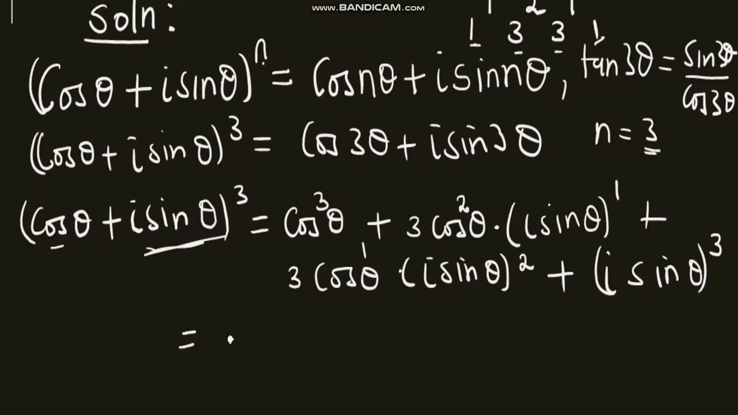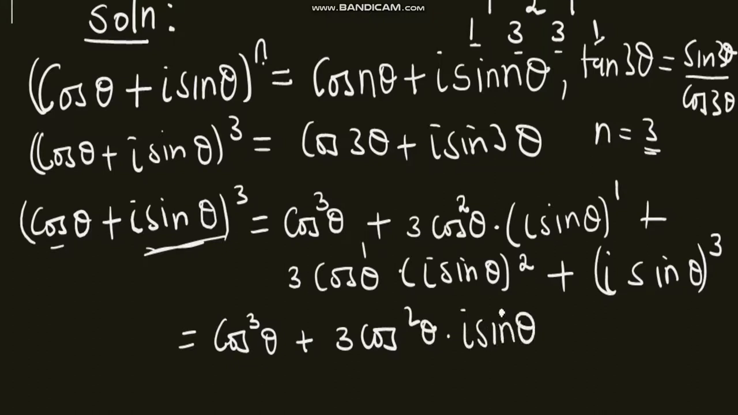So now our left hand side will be equal to cos cubed theta plus 3 cos squared theta times i sine theta. Yes, then we have our i squared, and you know that i squared is negative 1. So we shall get negative 1 times 3, which is minus 3 cos theta and sine squared theta.